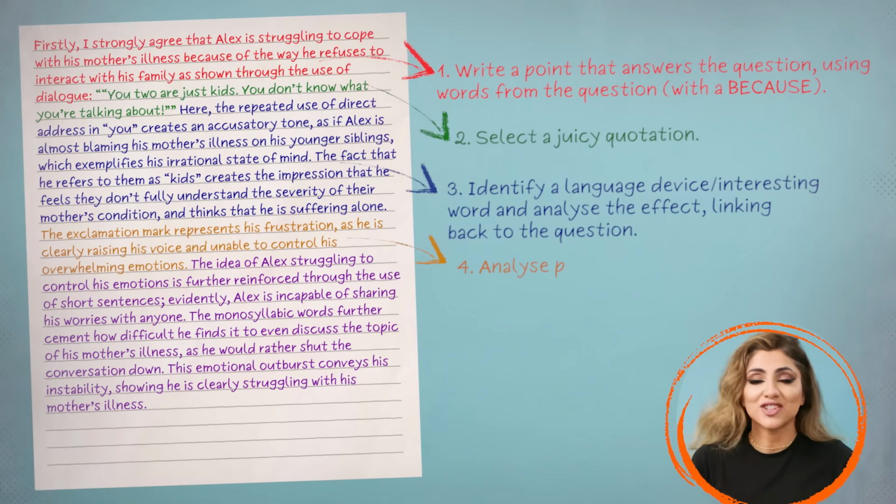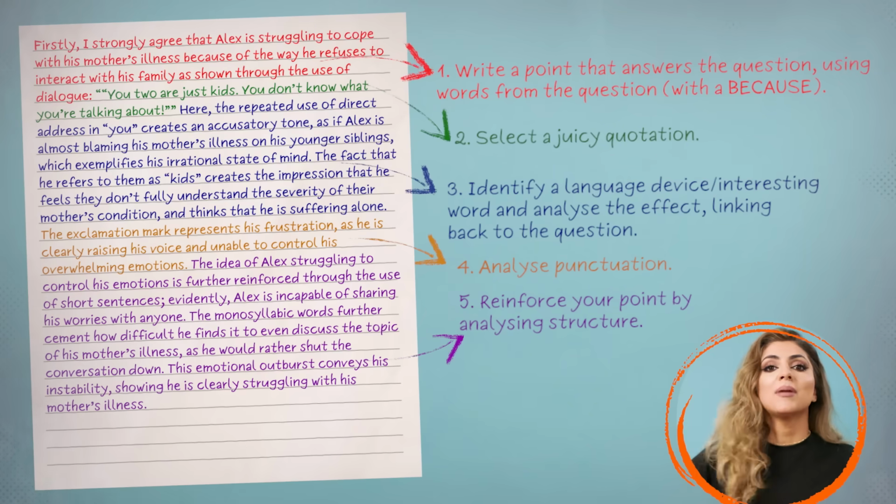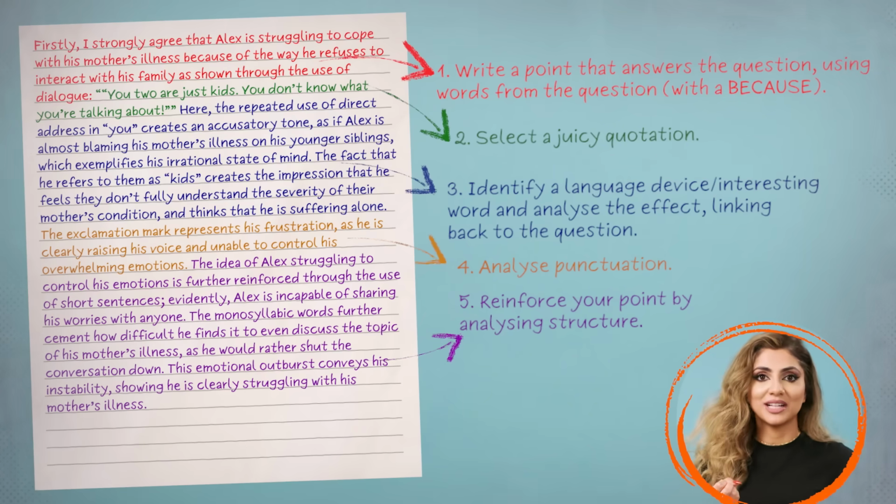Now, because I'm a grade 9, I gave myself some extra marks because I analysed the exclamation mark. So I looked at punctuation, which is always a nice way to just get a couple of extra marks. And then I reinforced what I'm saying about Alex by talking about structure. You just need to write 3 or 4 of these to get your 20 marks.